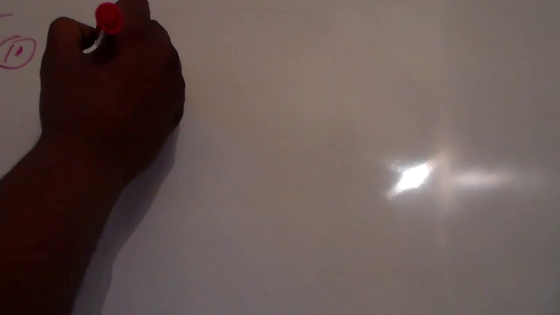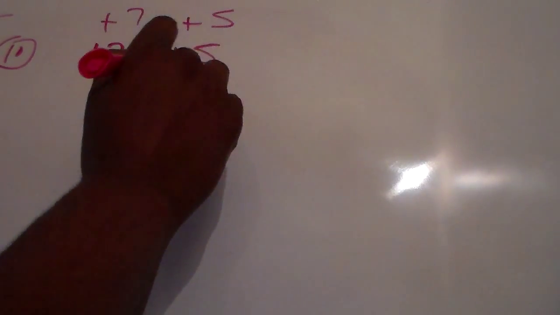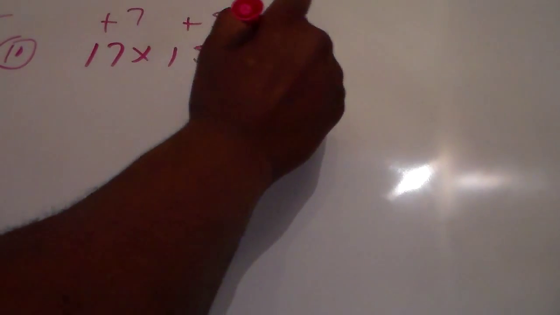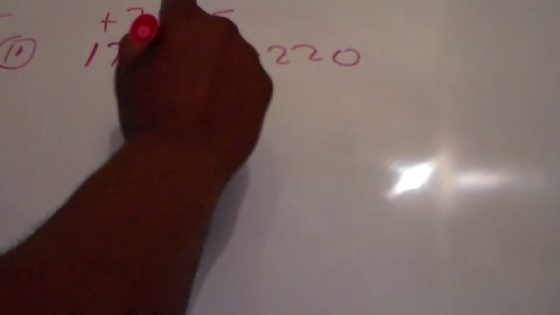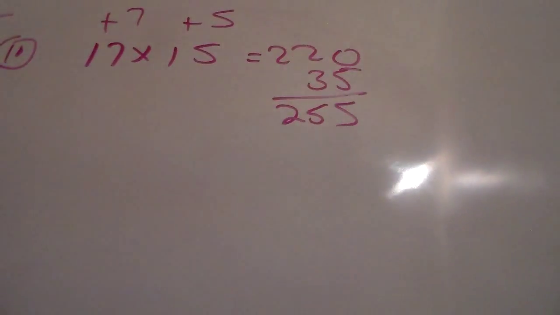Alright. 17 and 15. Plus 7, plus 5. 17 plus 5 is 22, 220. 7 times 5 is 35. 255. So, how are we looking? We're coming up on 9 minutes, whatever.